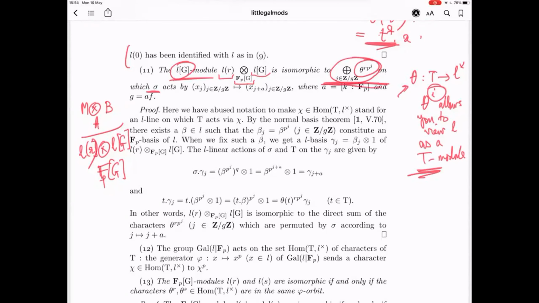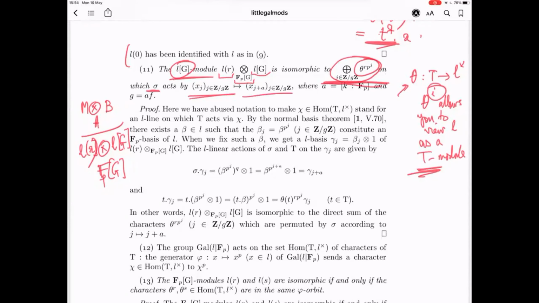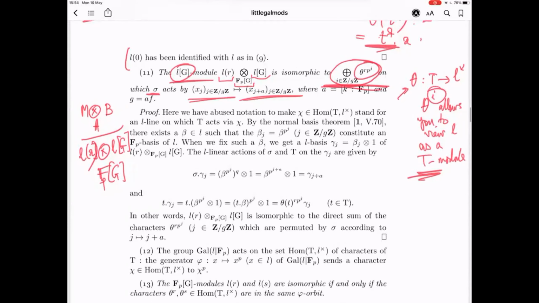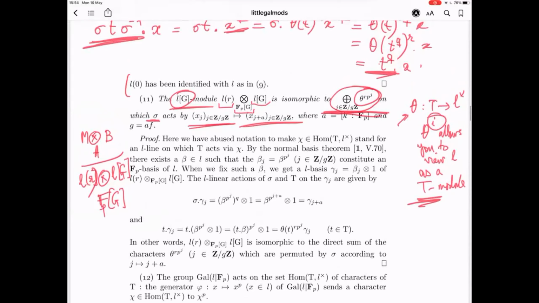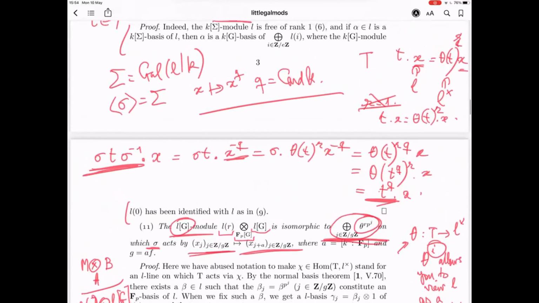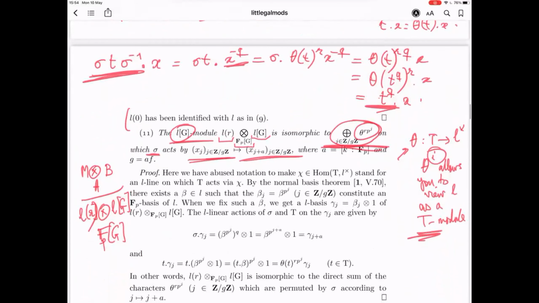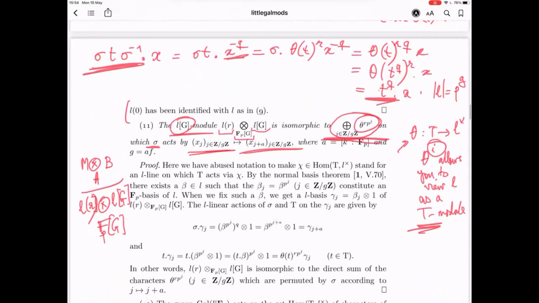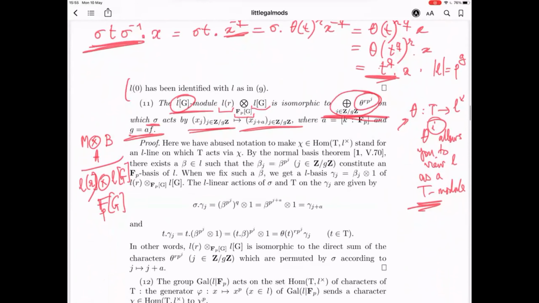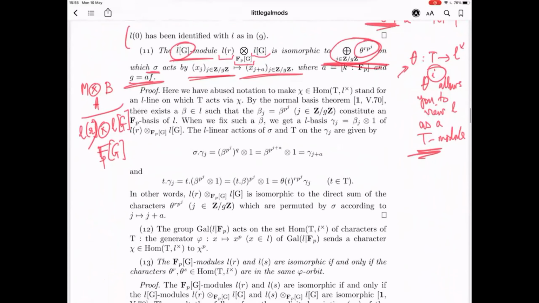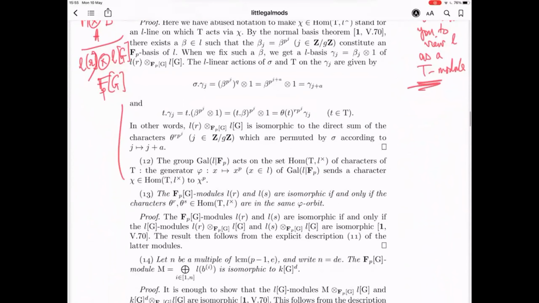Now every element of this is a family like this, and this sigma is just permuting, and these families are indexed by Z mod GZ, where what was G? G, remember, was, as I said, the number of elements in L was P to the power G. So this is the next thing. So here's the proof. You just take a look at it.